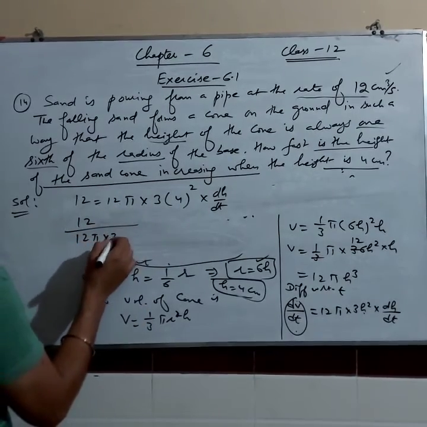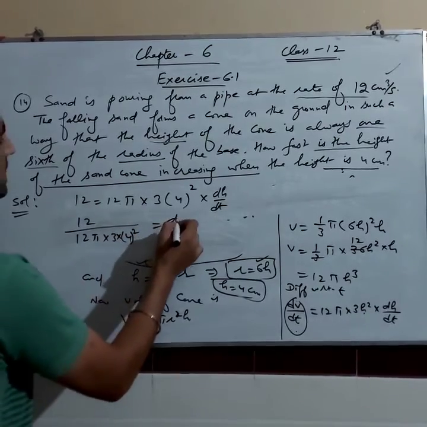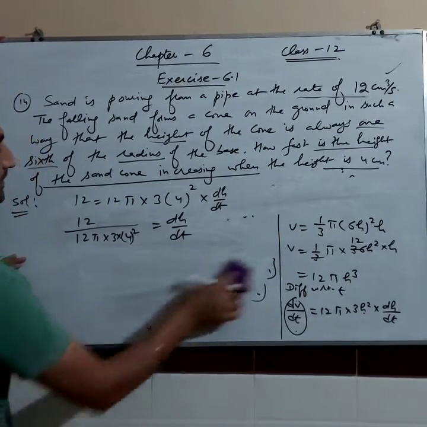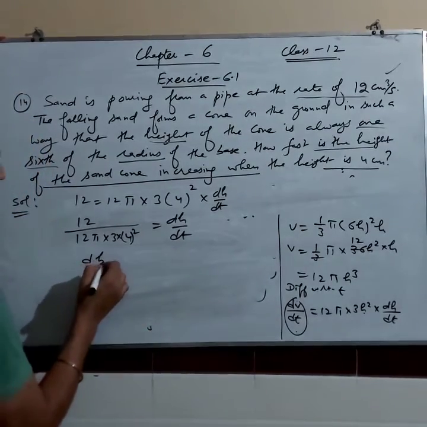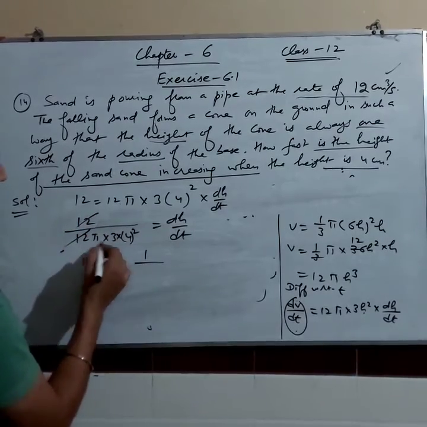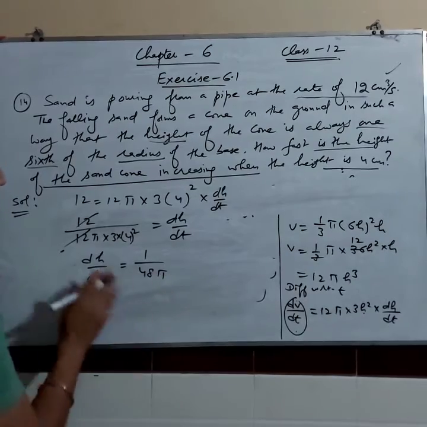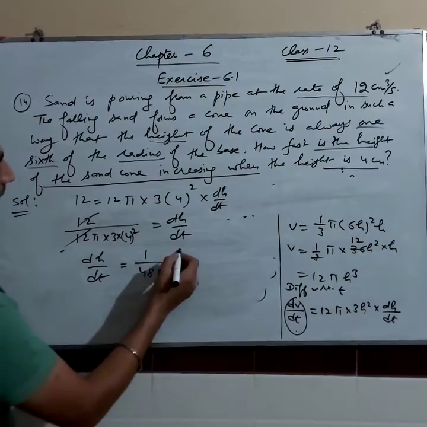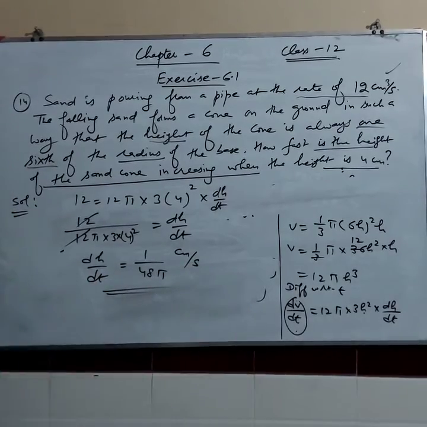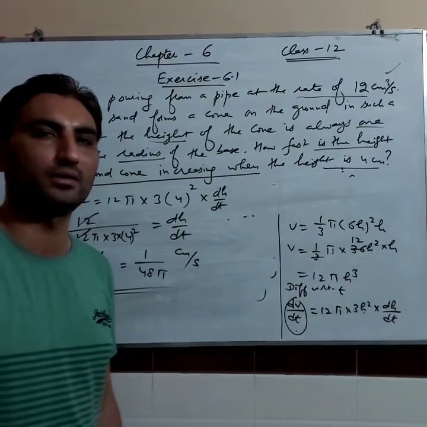12 pi into 3 into 4 square, all these values on the left side equal dh over dt. 12 cancelled, so you have 1 over 4 into 4, 16 into 3, 48 pi. And this is the rate of change of height, in centimeters with respect to time, meaning seconds. This was our question number 14. Next one is given in question number 15.